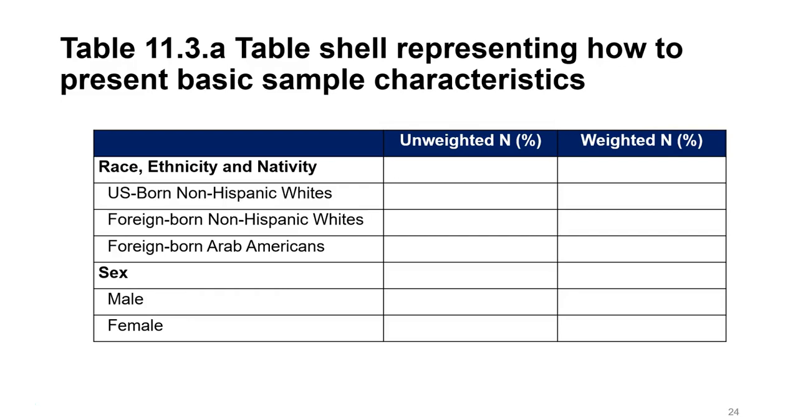Then I might also want to include the weighted numbers. So since the foreign-born Arab Americans category in my research studies is often very small, it may be good to show the weighted number, because then I can show that, yeah, it may only be 400 people in the sample, but when you weight that, that's representing thousands, maybe 100,000 people. And so sometimes it's good to show that.